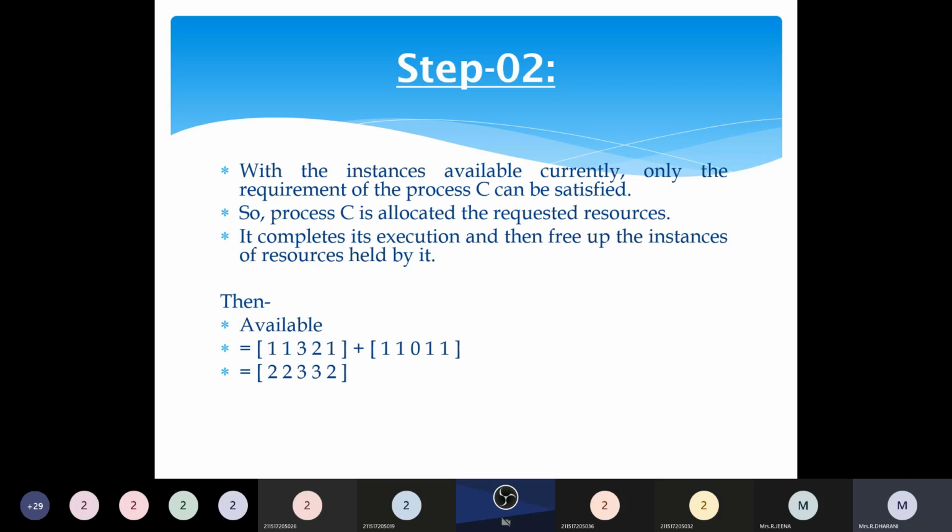Now let's see step 2. We are checking whether we are able to satisfy the process C request or not. With the instances available currently, only the requirement of process C can be satisfied. So process C is allocated the requested resources, completes its execution, and then frees the instances of the resources held by it. Then available is equal to 1, 1, 3, 2, 1 plus 1, 1, 0, 1, 1, and finally when we sum this up we will get 2, 2, 3, 3, 2.